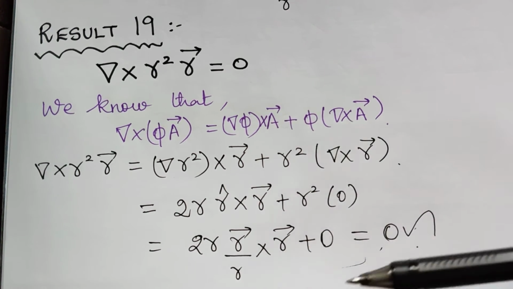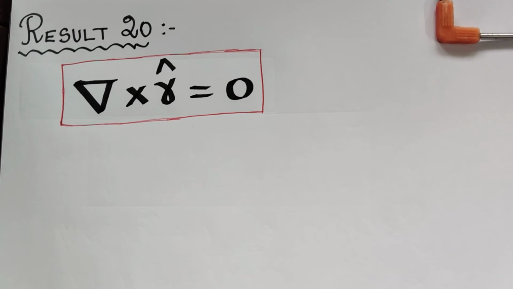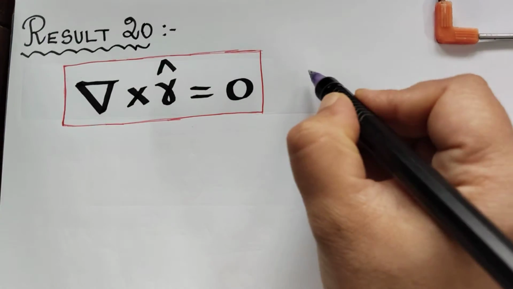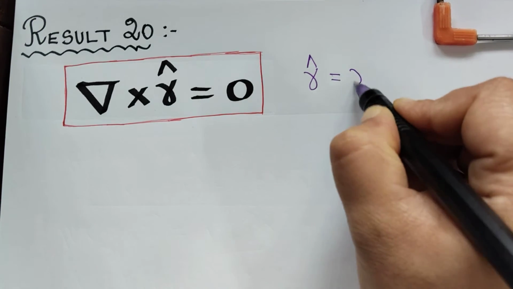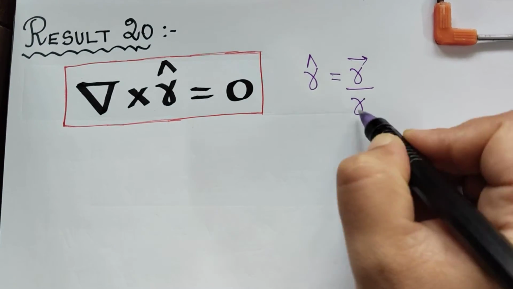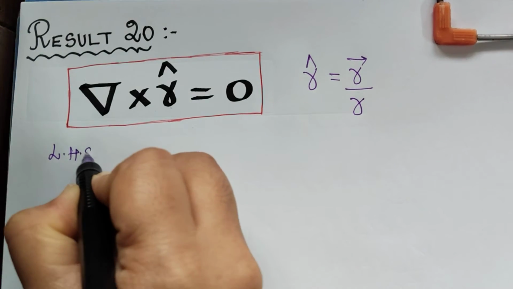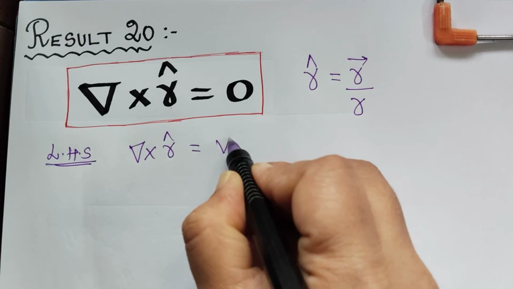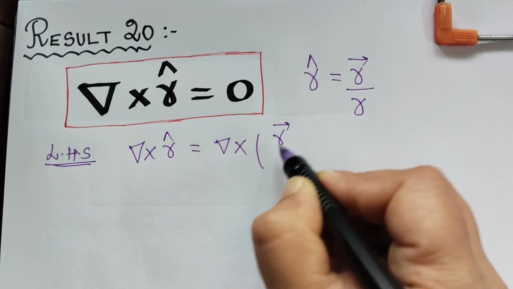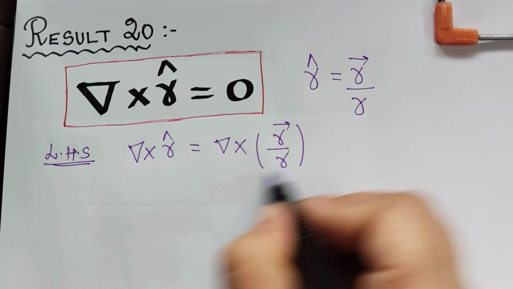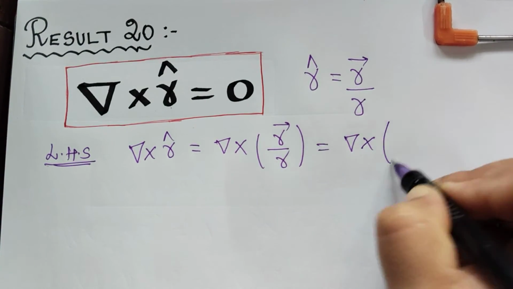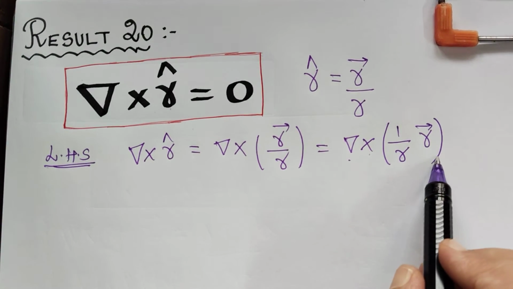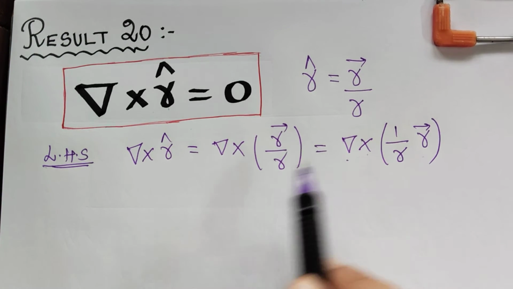Now we will see result 20. Now here we have result 20. We have to prove that ∇ × r cap is equal to 0. In order to prove this, first we should know what r cap is. It is equal to r vector divided by r. So let us write that. We will consider the left hand side. The left hand side is ∇ × r cap, which can be written as ∇ × (r vector divided by r). If you rewrite it in a proper manner, you can write it as ∇ × ((1/r) r vector). So it is like ∇ × φ multiplied with a vector. So we should make use of that identity now.